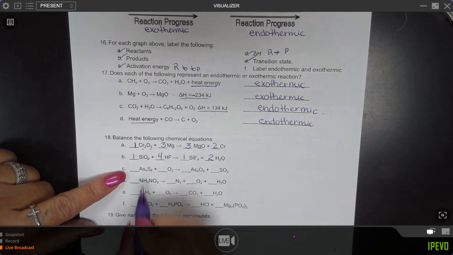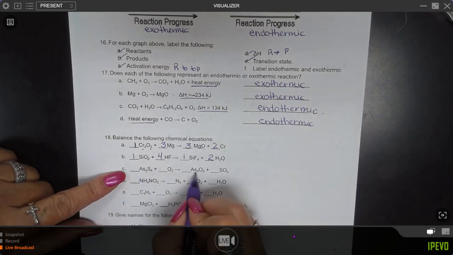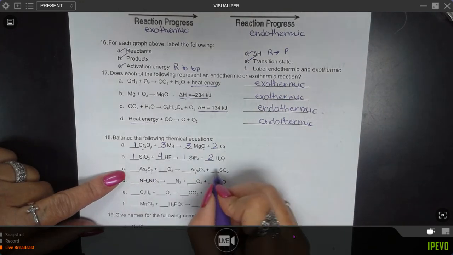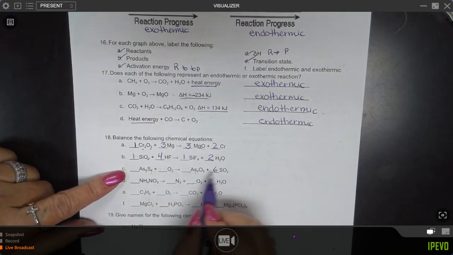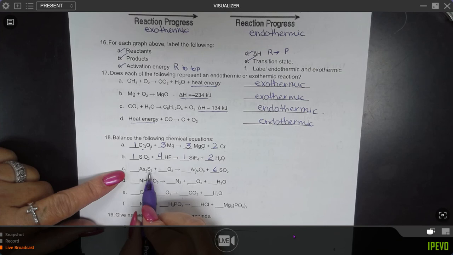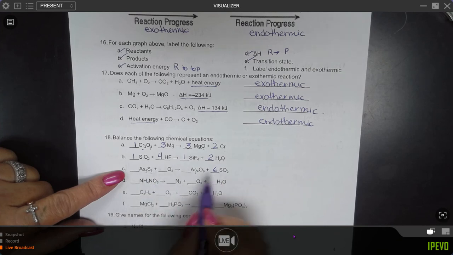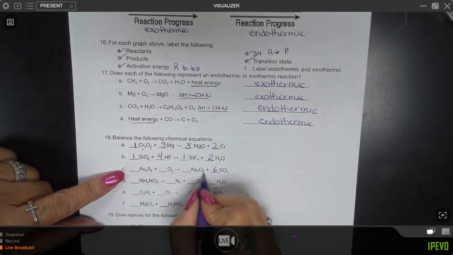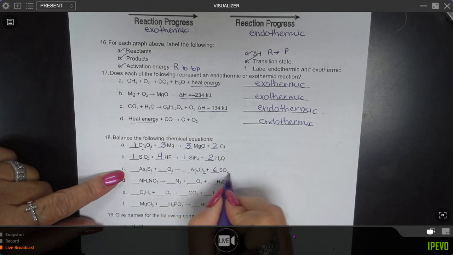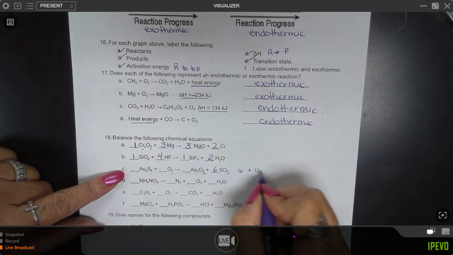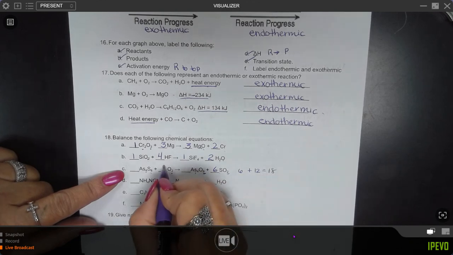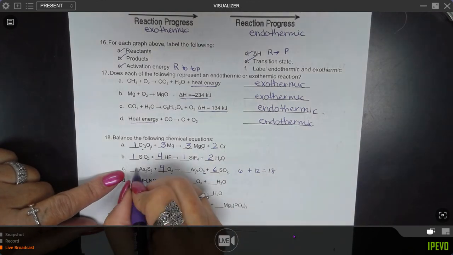Let's see, so arsenic is 4, arsenic is 4, sulfur is 6. So I'm going to start with a 6 here. Let's see, so arsenic is 4, sulfur is 6, sulfur is 6. Here we have 2 oxygen. Here we have 6 oxygen plus 12 oxygen is 18 oxygen, which means I need 9 O2s to make that balance.